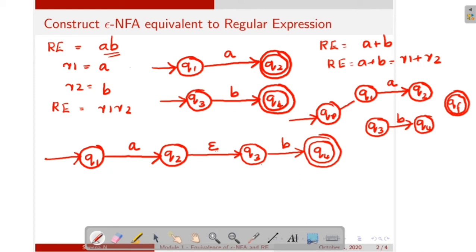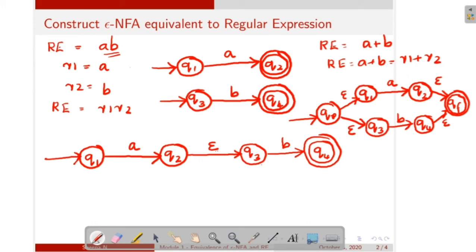Then there is a transition from Q0 to Q1, Q0 to Q3 over the alphabet epsilon, and also Q2 to QF and Q4 to QF over the alphabet epsilon. So this epsilon NFA can accept only R1 or R2.